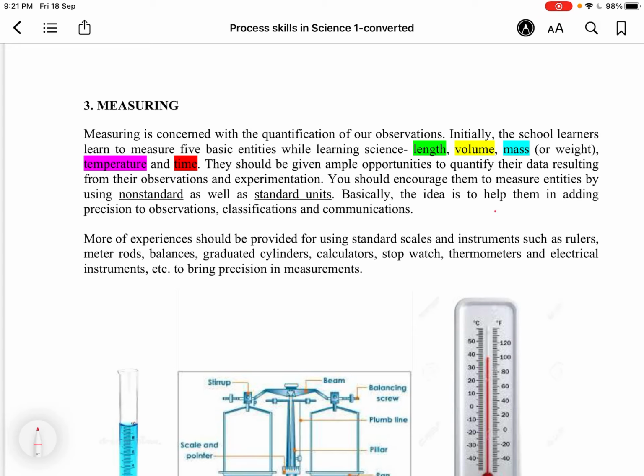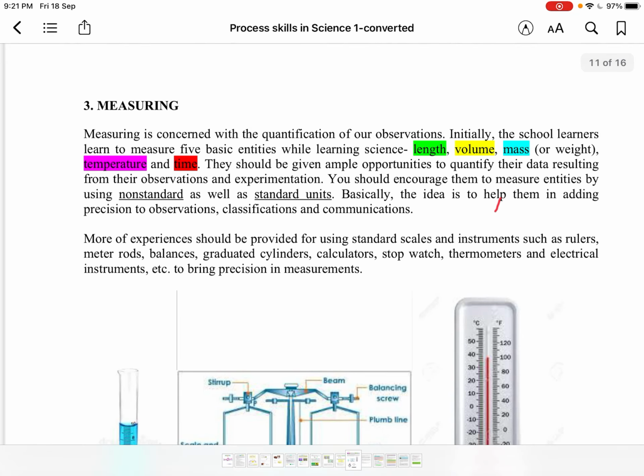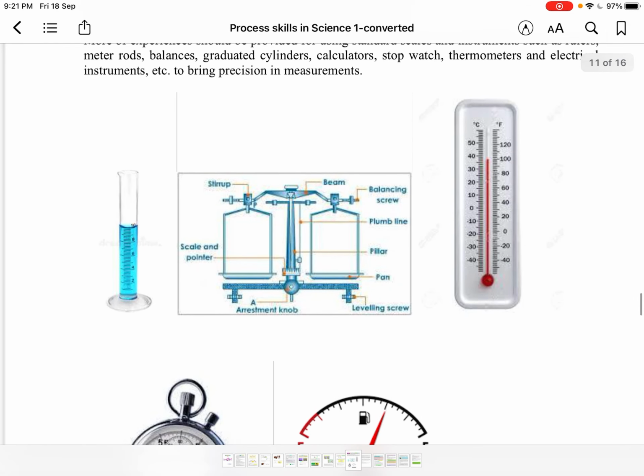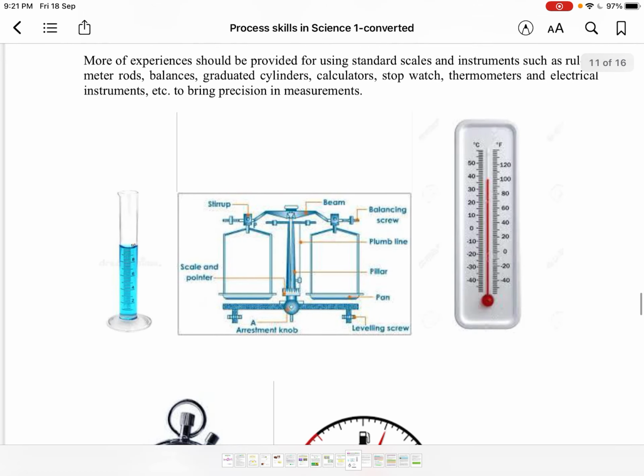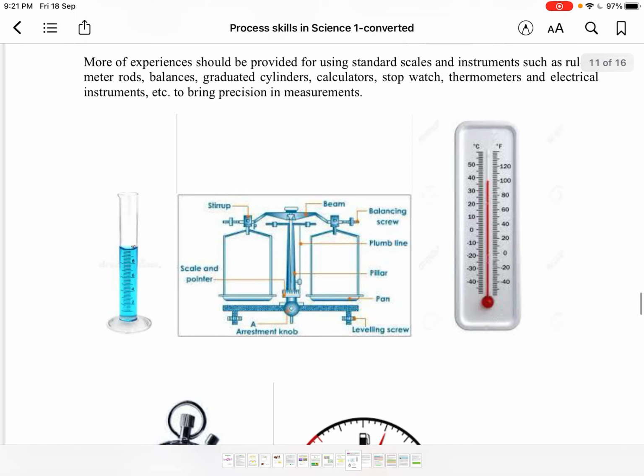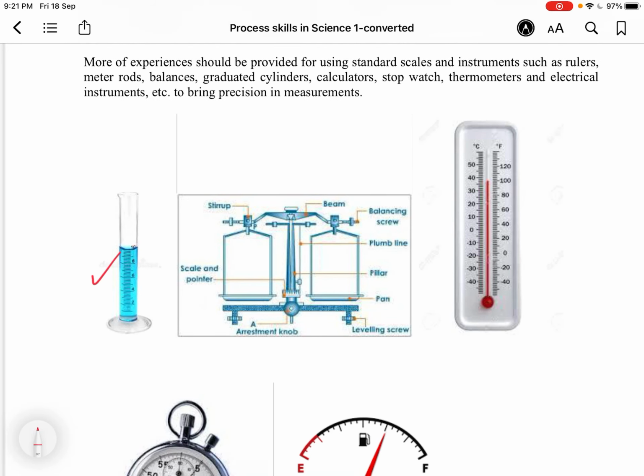Standard units means clear-cut devices like this: scales, meter rods, balances. This is a graduated cylinder or measuring cylinder. And this is a common balance. And this is a thermometer. A thermometer can be of two types. This is for atmospheric temperature, the other one is a clinical thermometer. And nowadays digital clinical thermometers are also available.